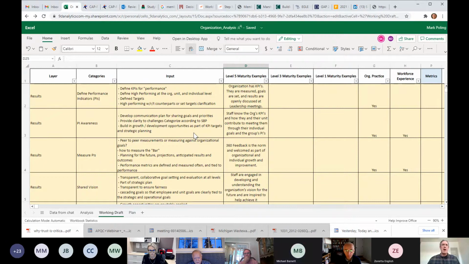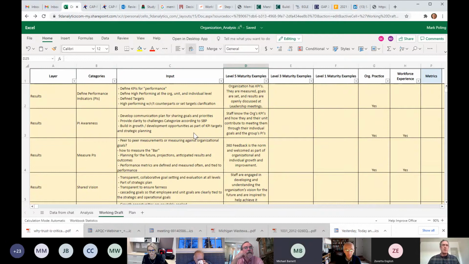So I created some level 5 maturity examples that these either are directly related to, sometimes even exactly the same statement, or that they're suggested by there. It isn't necessarily all inclusive because sometimes there are multiple ideas going on. We tried to create level 5 maturity examples where you could see what we were trying to get to. So for instance, in the performance indicator category, we came up with: organization has KPIs, key performance indicators, they are measured, goals are set, and results are openly discussed at leadership meetings.